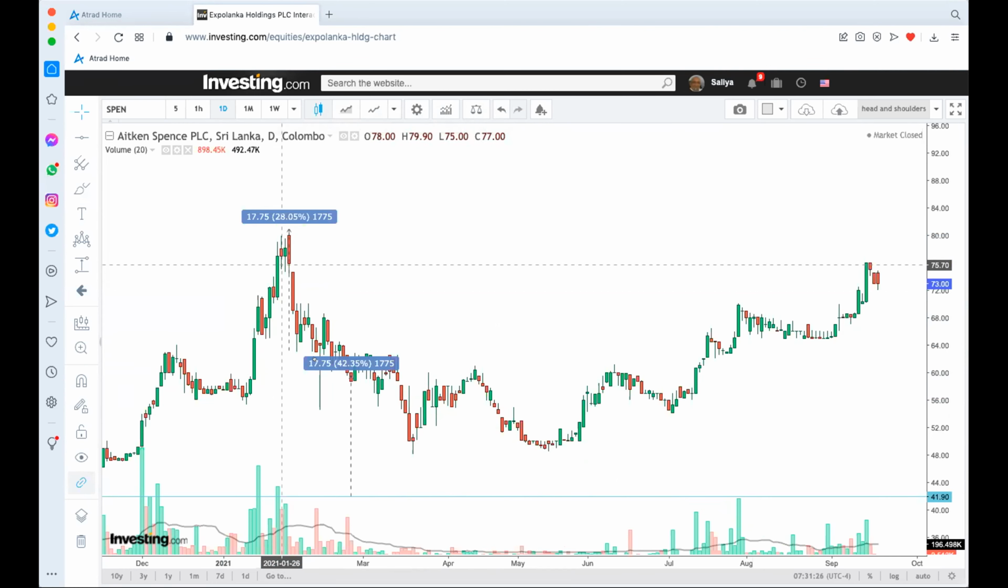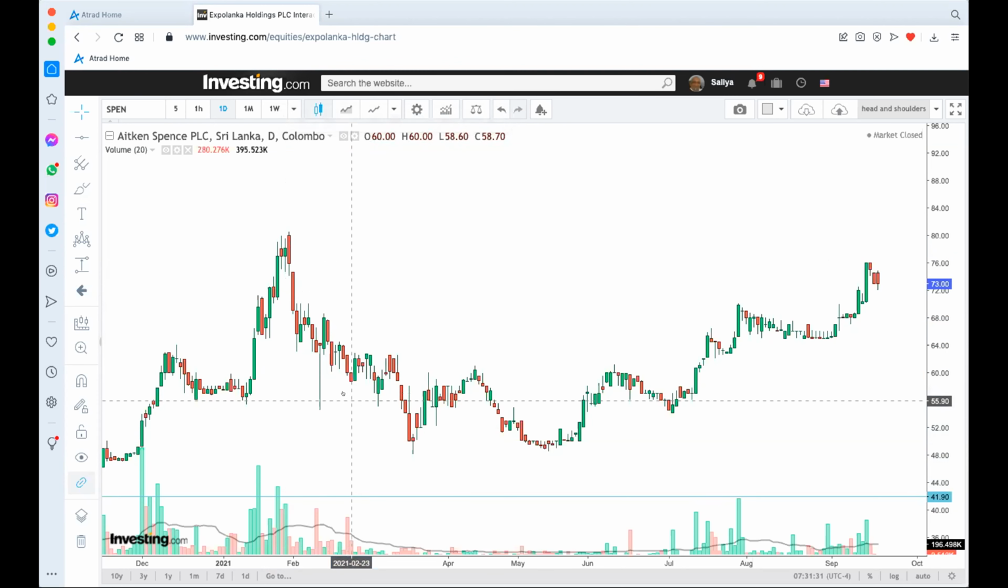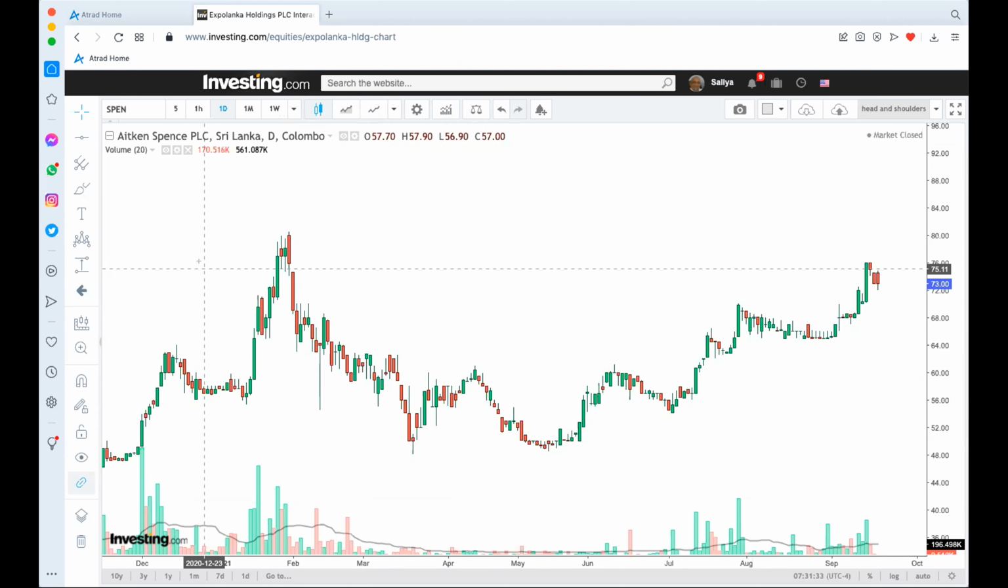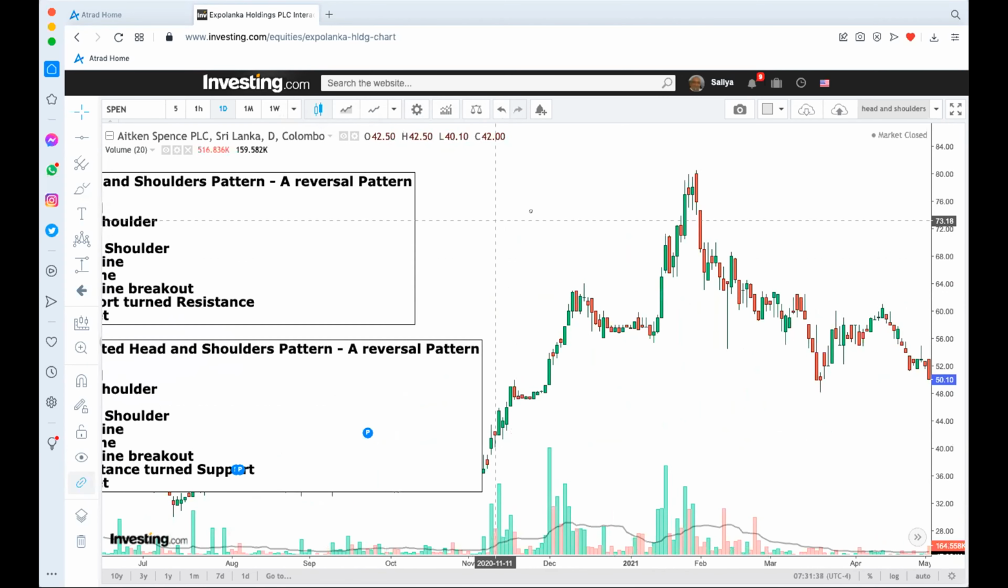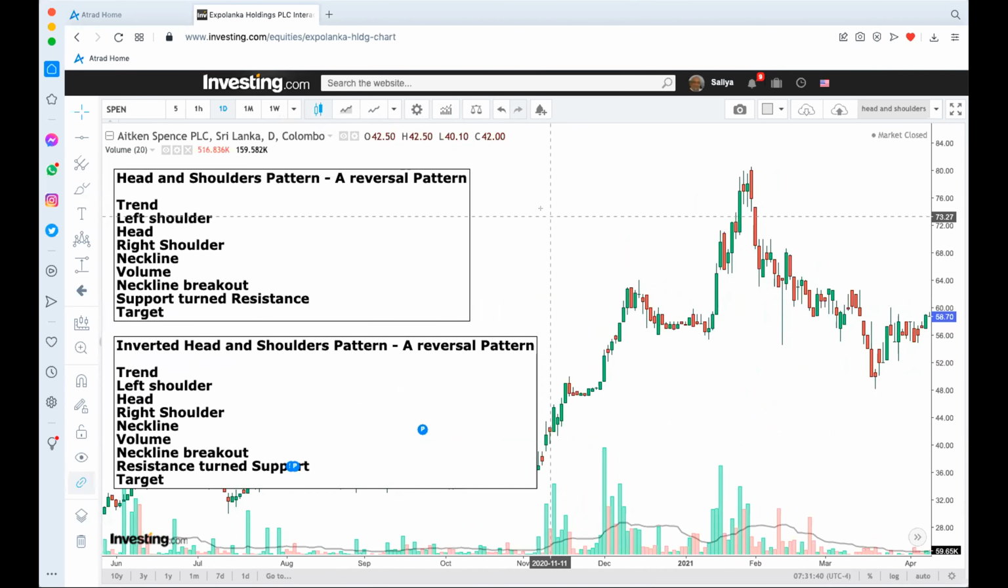Now, drawing the inverted head and shoulders, or otherwise the upside down head and shoulder formation, it's just the opposite of what we were talking about, right? In the opposite direction, again, you need to have a trend. For the inverted head and shoulder formation, you need to pick up the lower high and lower low trend, not the higher low and higher high trend. It has to be the lower high, lower low trend.